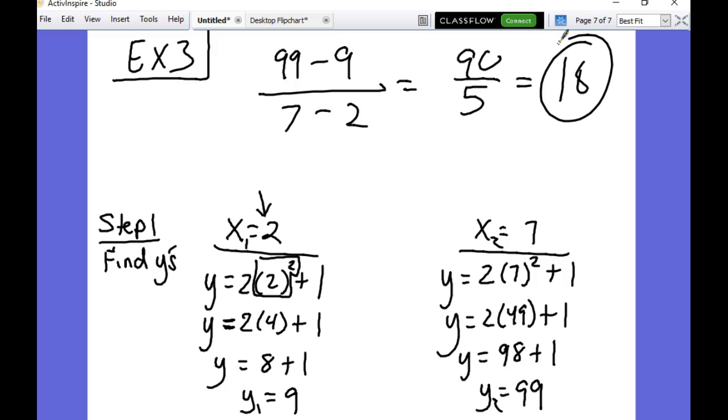So this is step 2. You might want to write that down. Step 2 is y2 minus y1 over x2 minus x1. There you go. Not too bad. So step 1, find your y's. Just plug it into the equation. Step 2, slope formula. Bueno?